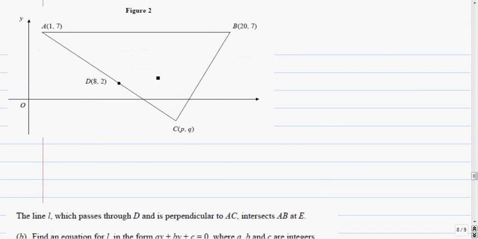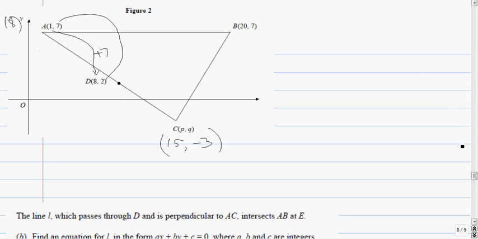Okay, number 8 now. We've got a line there, and we're told that D is the midpoint, so we have to work out what P is. In fact it's fairly obvious actually. To get from that 1 to the 8 we add 7. So to get from that 8 to this number here we add 7, which gives us 15. To get from that 7 to that 2 we subtract 5. 2 take away 5 is minus 3.